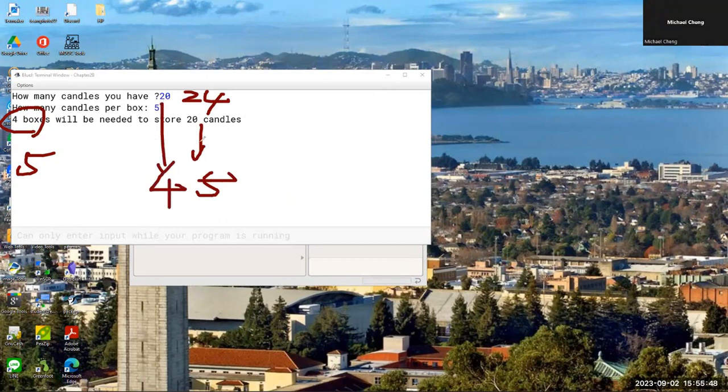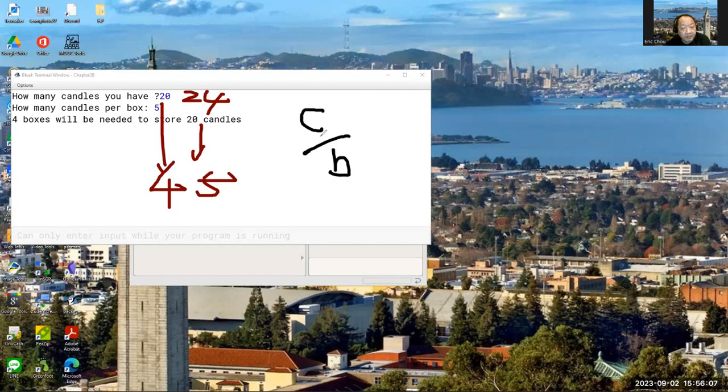Are you asking why, or what kind of number this one is? Oh, which number? 20 or 24. You have an integer, candles divided by box size.